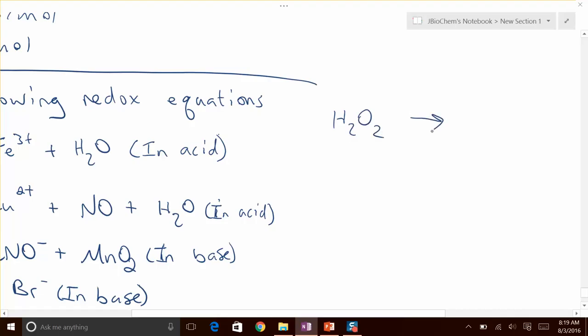All right, so we have H2O2 going to H2O, and Fe2+ is going to Fe3+. Now, is the iron balanced or not balanced? Balanced. So we don't really have to do much with the iron because it's already balanced, right? But what about the water? Not balanced. So what do I need to do about that?